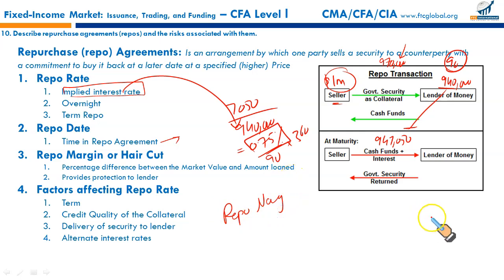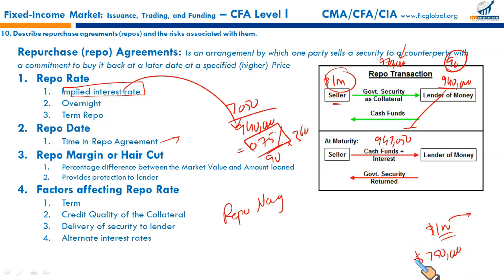What's the repo margin? Let's say I have $1 million worth of property. I give this property's documents to the bank for a loan. The bank will not grant me a loan for $1 million. The bank will give me a loan of something like 70% of the market price, maybe $750,000.